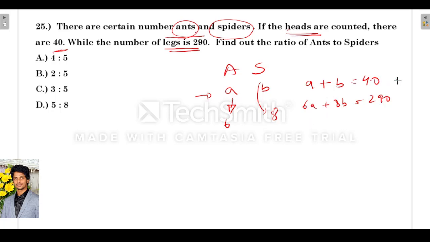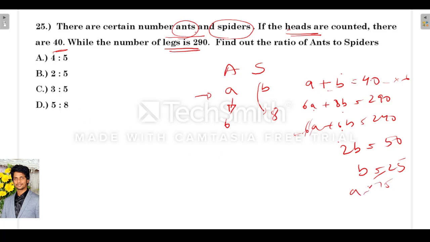So multiply the first equation with 6 and subtract it from this. 6A plus 6B is equal to 6 into 40, which is 240, right? So 8B minus 6B, and the 6A will get cancelled out. So 2B is equal to 50. So B is 25. So the number of spiders is 25 and A is 15. So ants is 15 and spiders are 25. They are asking the ratio of ants to spiders. So 15 is to 25, which is 3 is to 5.